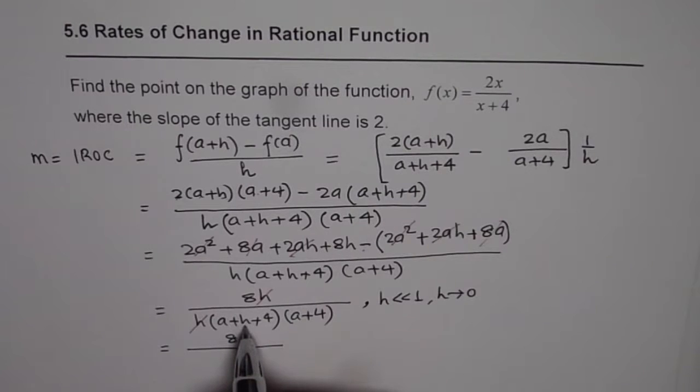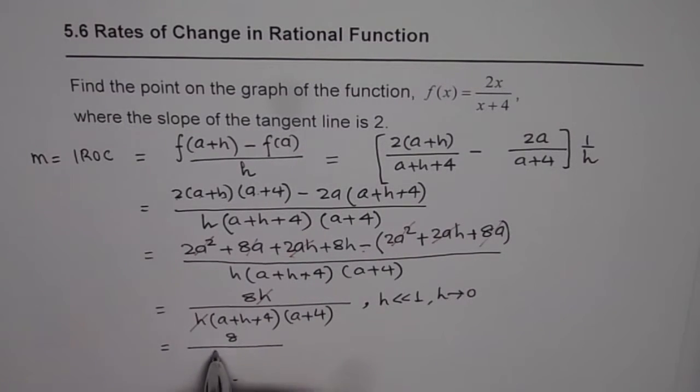So this h is 0 almost. So we are left with (a plus 4) times (a plus 4), correct? So we get (a plus 4) squared. Is that okay? Now this is the slope at a point a, and this slope should be how much? It should be 2. So let me equate this to 2. Do you understand? And solve for a. So that is what we are going to do now.